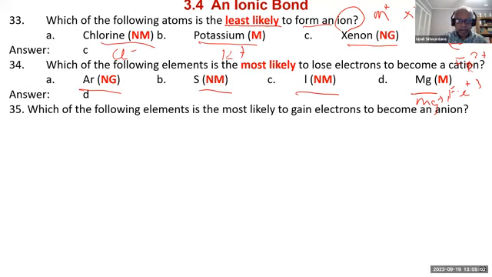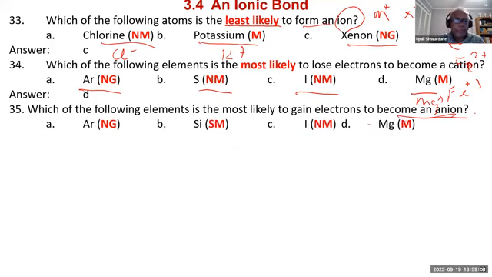Which of the following elements is most likely to gain electrons to become an ion? So we are looking for a non-metal. This is a noble gas; NG means noble gas. This is a semi-metal. This is the non-metal, and this is the metal. Therefore, the answer should be C.